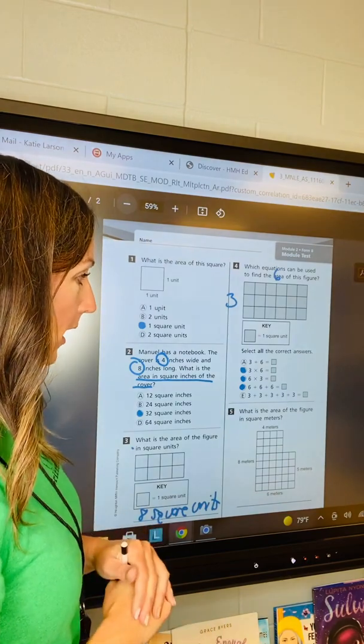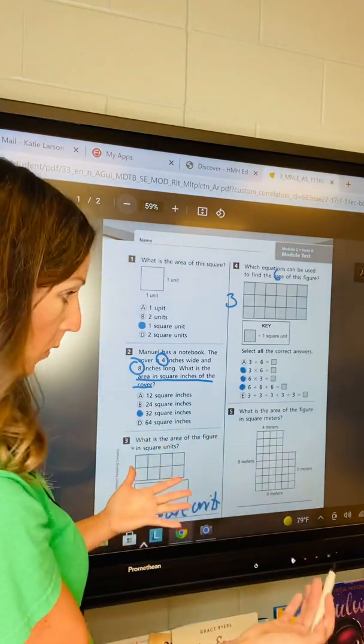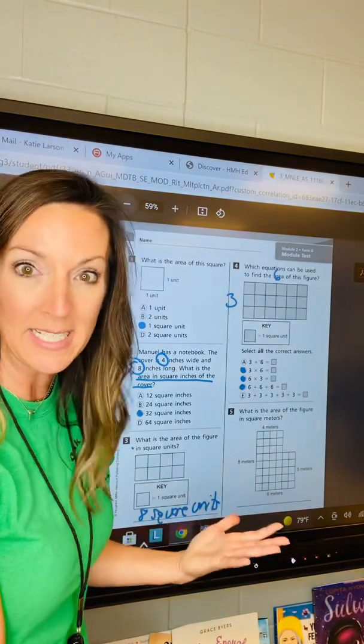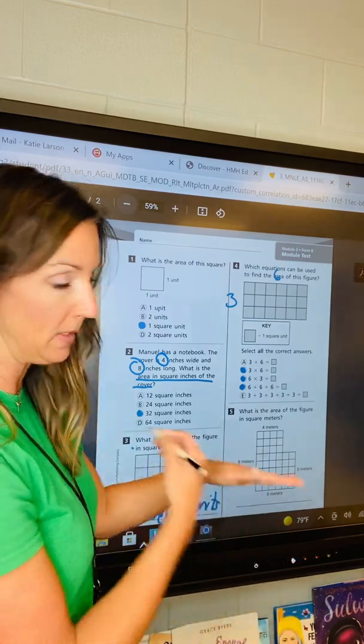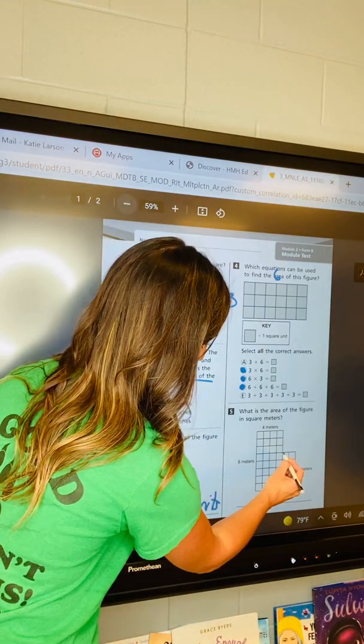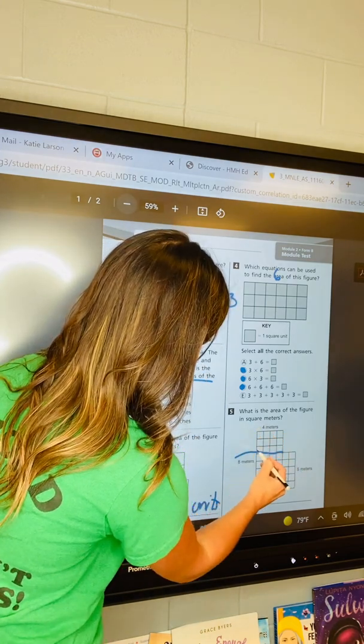Number 5, what is the area of this figure in square meters? So what we have here are squares, right? We can count the squares. We can simply count them all. That might take a while and we might mess up when we count. So I'm going to decompose this, which means I'm going to divide this shape into 2 rectangles. I'm going to cut it here, right? So this is 4 meters by 3 meters, right?